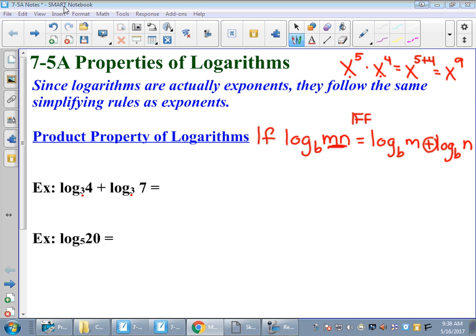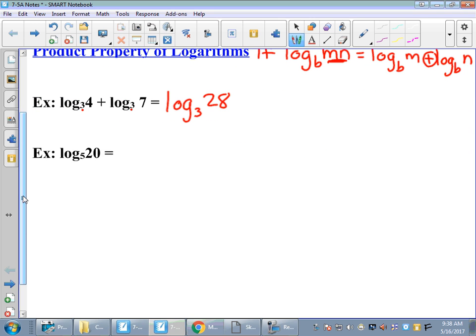So if I have log base 3 of 4 plus log base 3 of 7, I can condense that and call that log base 3 of 28. You don't add them together. It's not 11. It's multiplication. Addition becomes multiplication. And then just the inverse of that, if I already have a product, I can break any product into the sum of two logs.